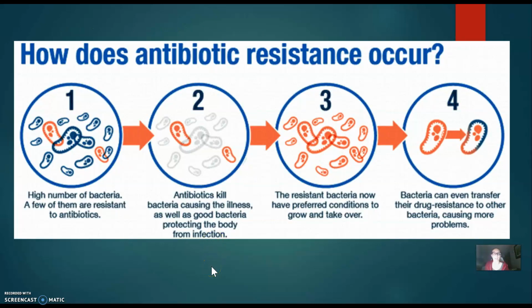How does antibiotic resistance occur? This is a diagram I found. There's a high number of bacteria. A few of them are resistant to antibiotics. Antibiotics kill bacteria causing the illness, as well as good bacteria protecting the body from infection. So it's killed off some of the bacteria. The resistant bacteria now have preferred conditions to grow and take over. So now the leftover bacteria that were able to resist the antibiotics are multiplying, and the bacteria can even transfer their drug resistance to other bacteria, causing more problems. So it's making the good bacteria now resistant to the antibiotics.